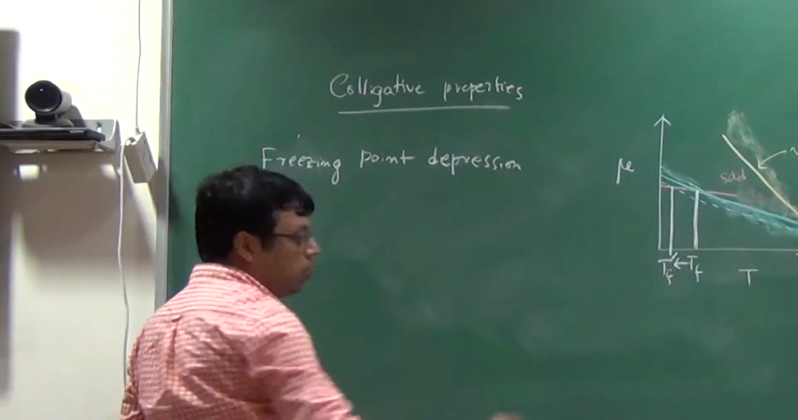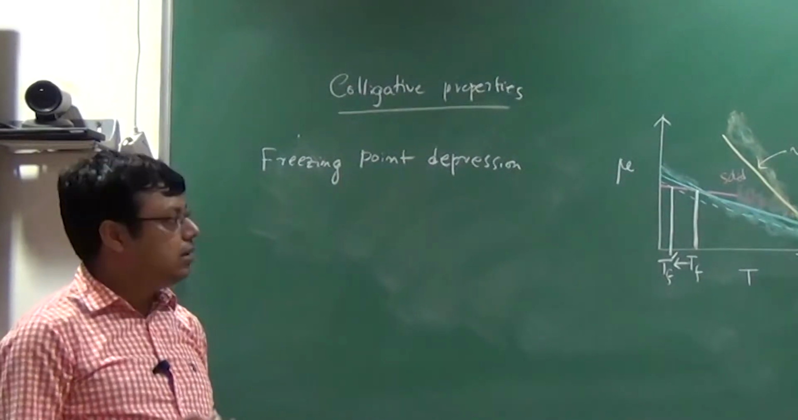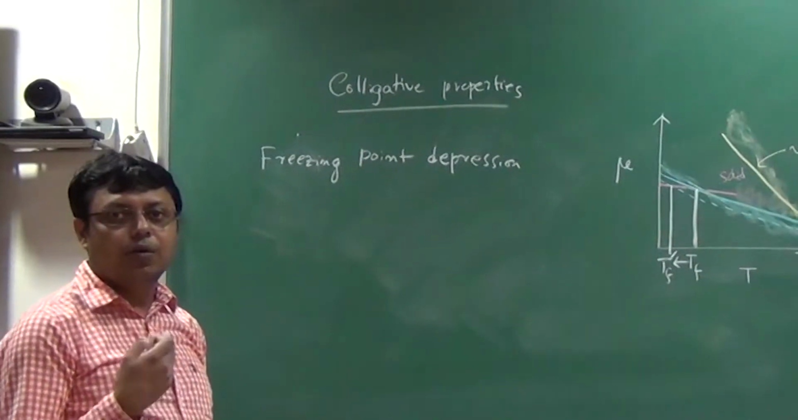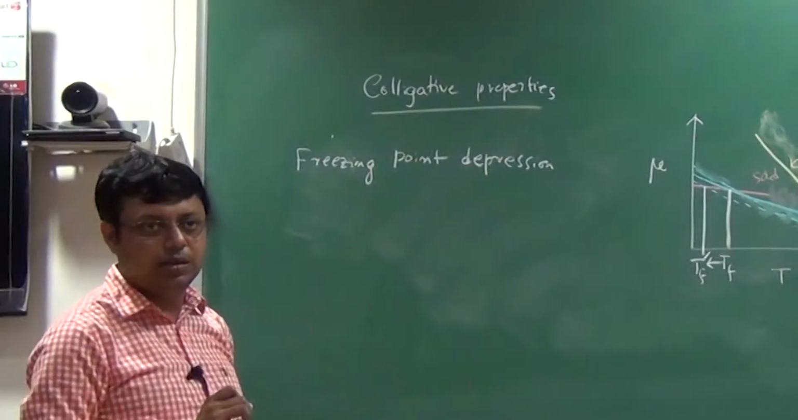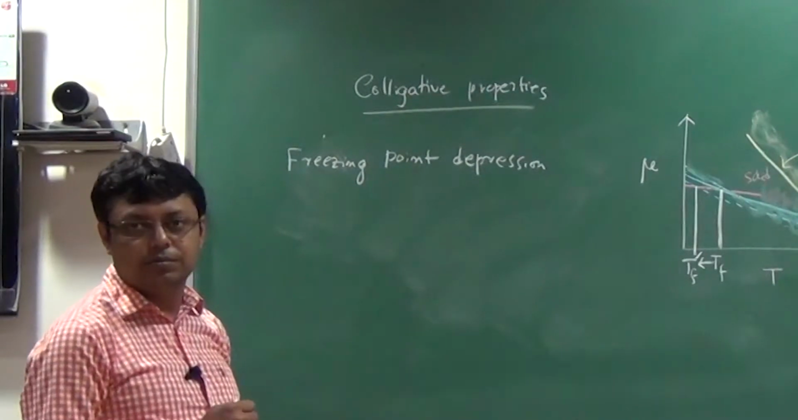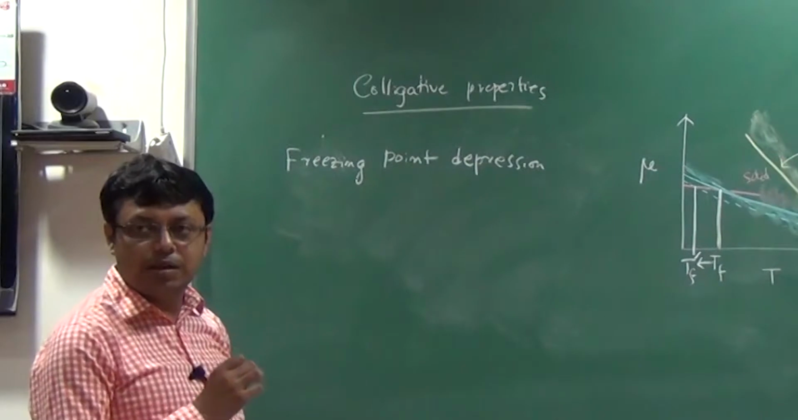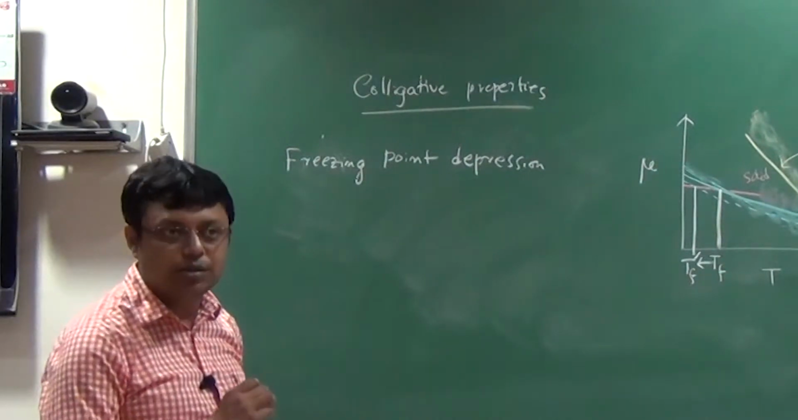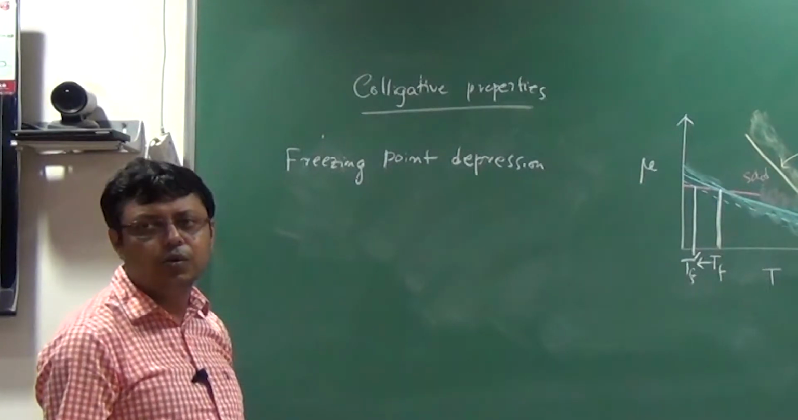Freezing point depression, or lowering of freezing point. Okay. Now, what should be the approach? Again, what is in equilibrium? The liquid is in equilibrium with the solid in this case, right? Now, the solid is pure, but the liquid is a solution. So the chemical potential of the solvent should be equal in these two media. That's the starting point.